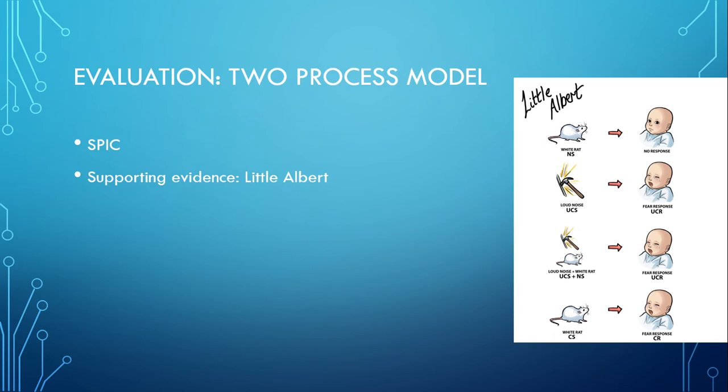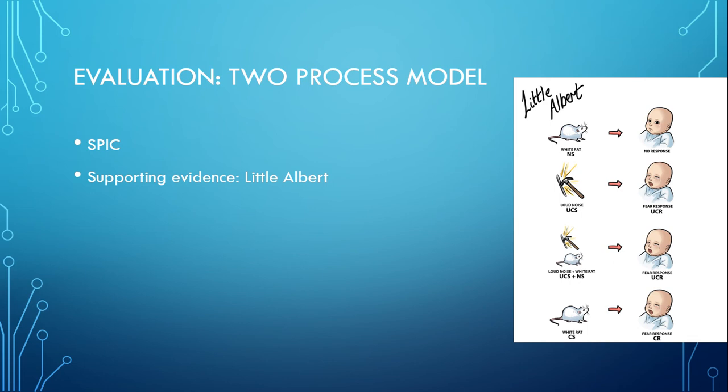So let me go through that. So every time the white rat, the neutral stimulus, went near Little Albert, Watson and Rayner banged a hammer on a metal bar and it made a really loud noise. And obviously Albert, the natural response to a really loud noise, especially if you've got delicate little weak child ears, is to start to cry, feel fear, it makes you jump, it's not very nice. The neutral stimulus of the rat was paired with the unconditioned stimulus of the loud noise, so eventually the white rat became the conditioned stimulus and the conditioned response became feeling scared. So Little Albert developed a phobia of white rats.